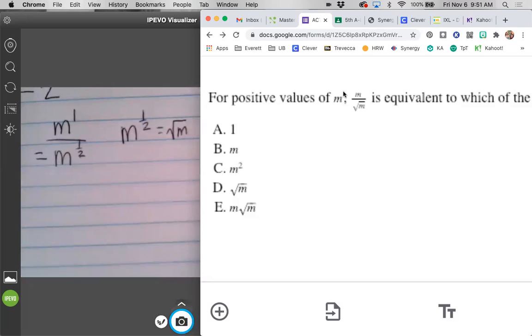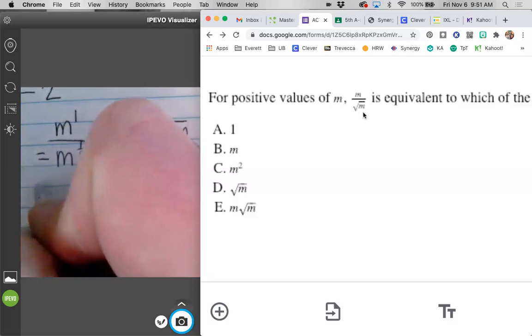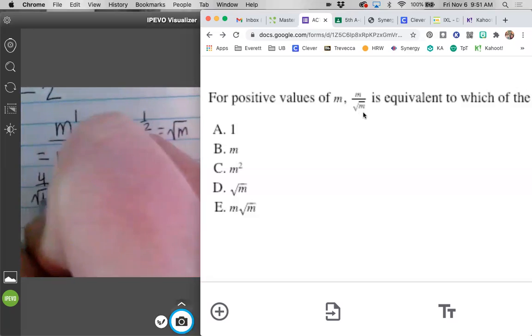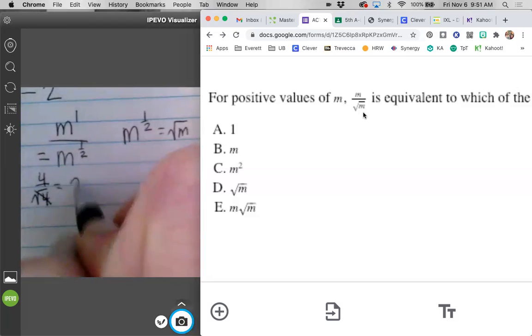If you weren't sure, pick a number and plug it in. But pick smart numbers, right? You know you're going to be taking the square root up here, so don't pick something like 2. You can't do the square root of 2. You could do the square root of 4. So m is going to be 4. Here's how that would work. I have 4 over the square root of 4. This is 2. So 4 over 2 is 2.